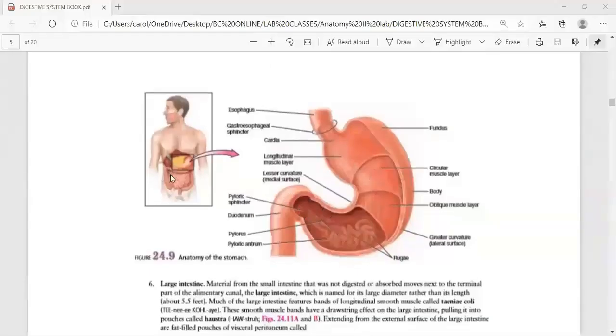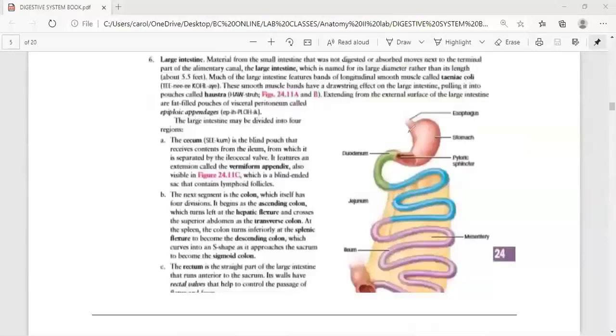Okay, so then if we keep moving right, we're going to go from the stomach into the small intestine that is going to have 3 areas: duodenum, jejunum, and ileum. The first part, or the part that connects with the stomach, is the duodenum. The part that connects with the large intestine is going to be the ileum. So that's what you see right there.